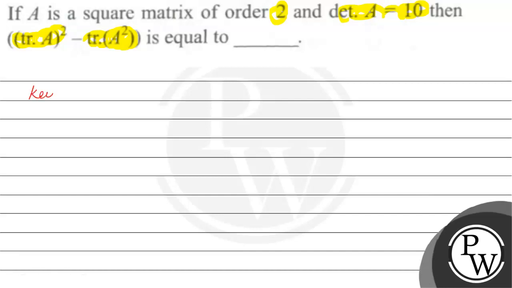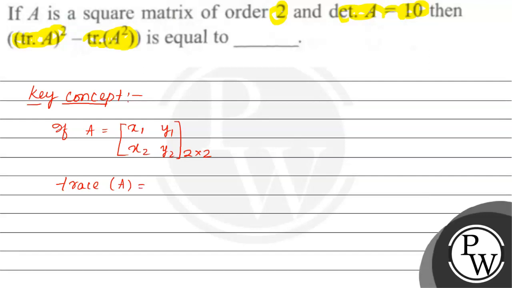The key concept to solve this particular problem is, if A is a 2 cross 2 matrix, having elements x1, y1 and x2, y2, this will be your 2 cross 2 matrix. Then trace of A will be equal to x1 plus y2. Given that determinant of A is equal to 10, let us consider a matrix.